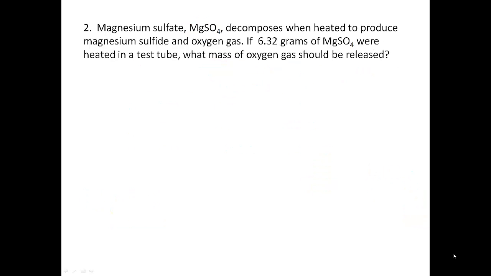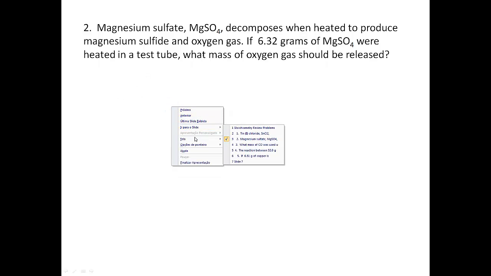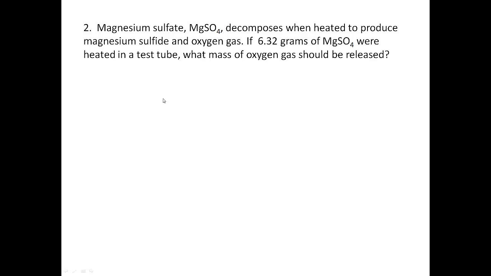Okay, stoichiometry review problem number 2. Magnesium sulfate, MgSO4. Let's go ahead and start this out. Decomposes when heated to produce magnesium sulfide and oxygen gas. Let's get our balanced equation. Magnesium sulfate decomposes when it's heated. Usually the symbol for heat is a triangle. You put it over the arrow to produce magnesium sulfide and oxygen gas. Okay, that's O2, remember. Let's go ahead and balance this.